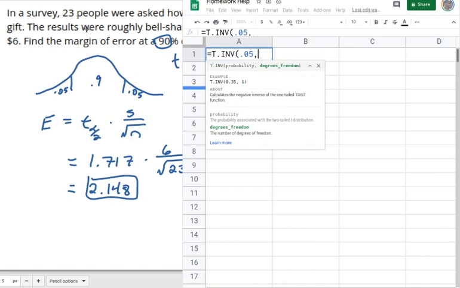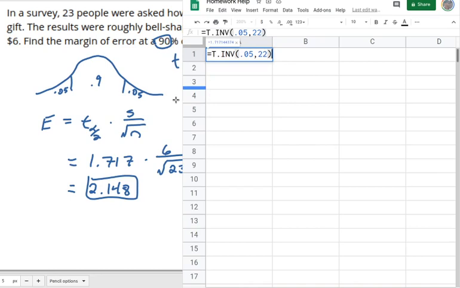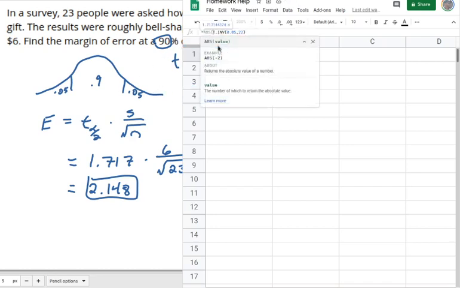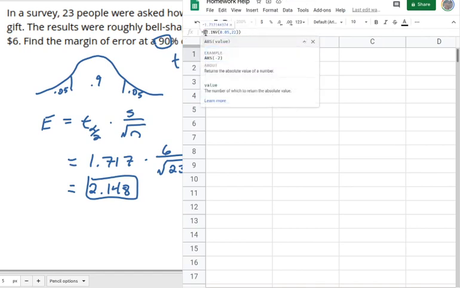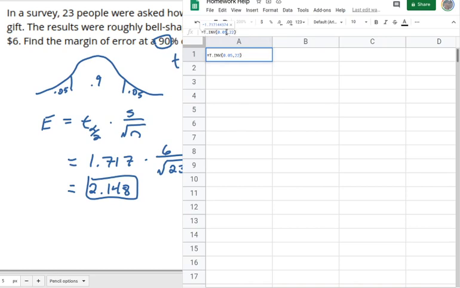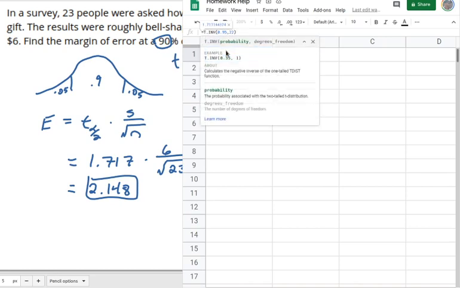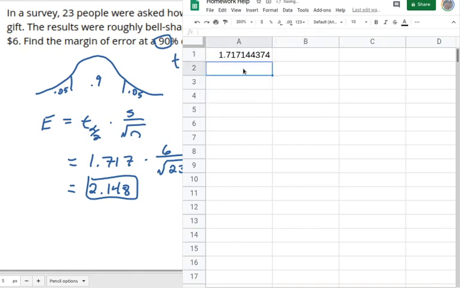Now my degrees of freedom, we said, was 22. Plug that in, and I've got negative 1.717. I could make sure that it gives me the positive by wrapping this function in an absolute value, the ABS function. That'll force it to be positive, or I just know that it's going to be positive. The other option, without the absolute value function, is that I know there's 0.95 to the left of the positive critical value, so that's still going to give me positive 1.717.